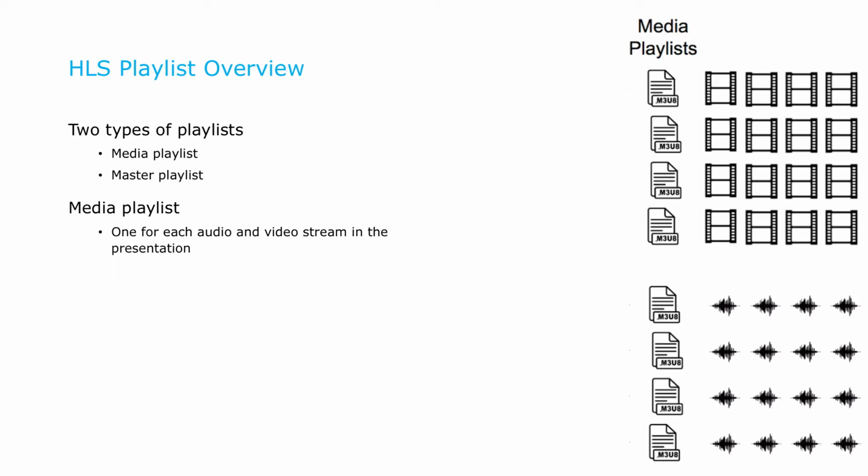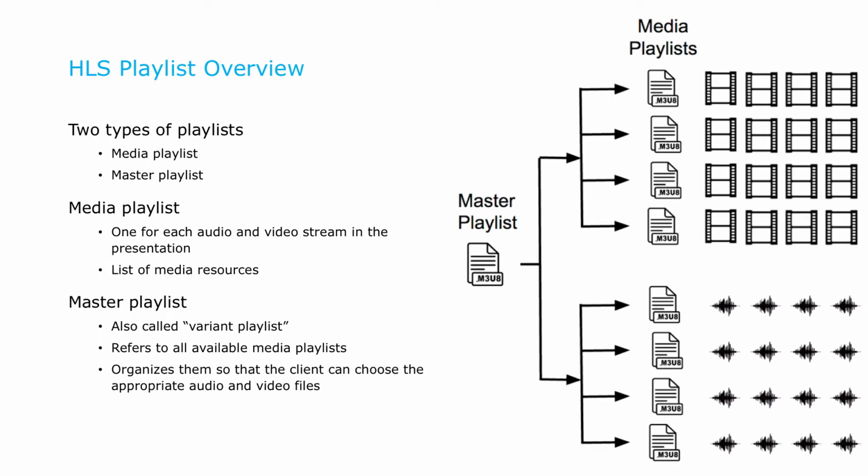You probably know most of this, so I'll cover it pretty quickly. HLS presentations are controlled by two types of playlists: media playlists and master playlists. There's one media playlist for each audio or video stream in the presentation, and it contains a list of addresses for the content, either URLs for the segments or byte range requests.